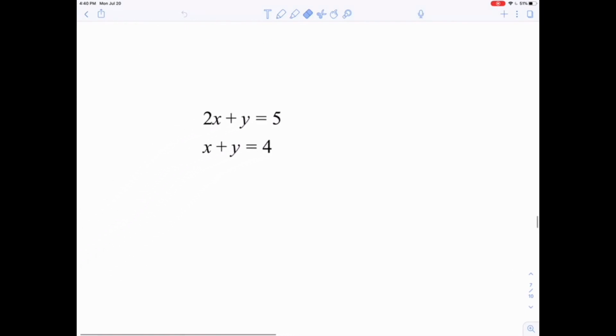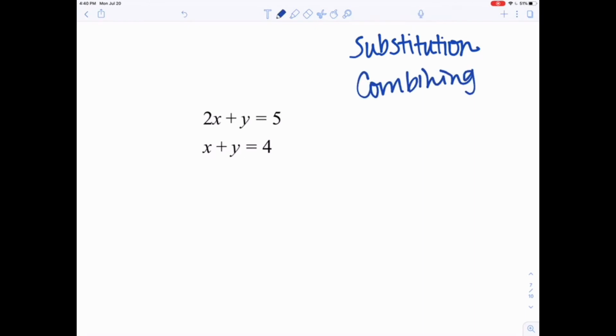So in this first one, what we can do is two approaches. We have substitution, okay? And we also have combining. When we combine them, okay, when we combine the two equations, what we can do is manipulate one of them so that if I combine it either by adding or subtracting it, then essentially one of the variables will cancel out. So what does that look like?